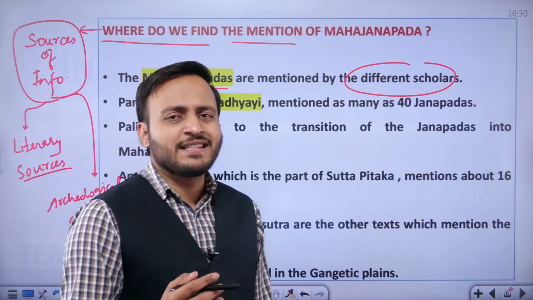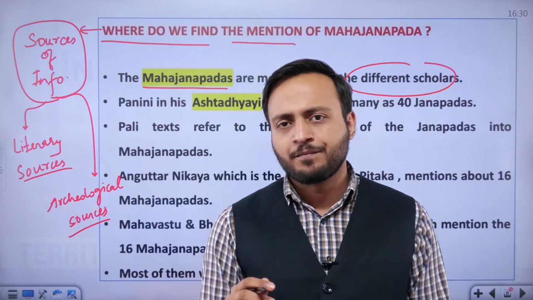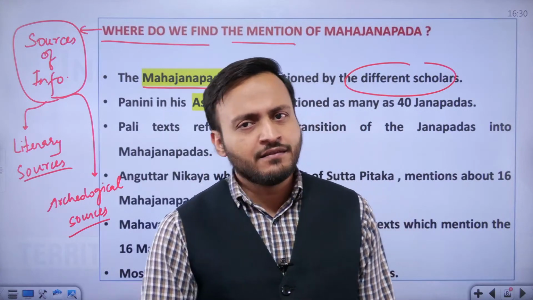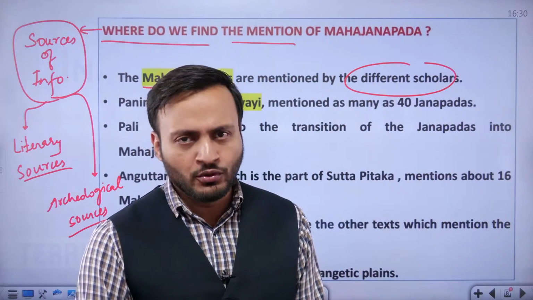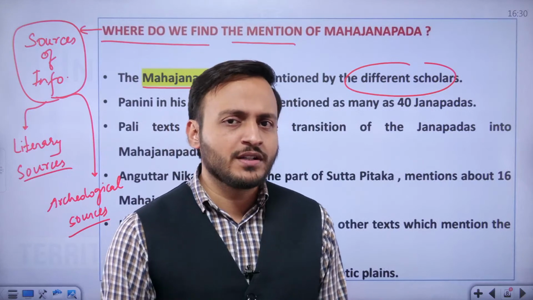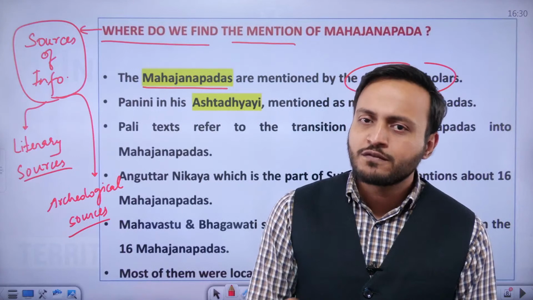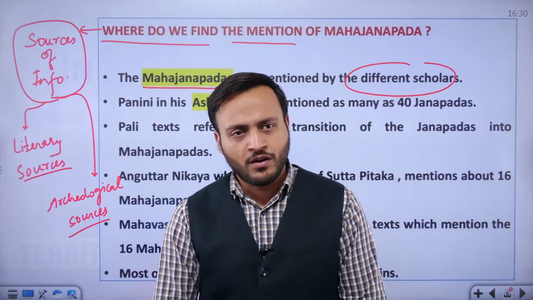So Anguttar Nikaya is technically part of the Sutta Pitak, which has 5 different Nikayas. We have already studied that in the chapter on Buddhism. Those who have not watched the previous lecture on Buddhism, please go and watch it. It is very useful and in-depth for all of you.